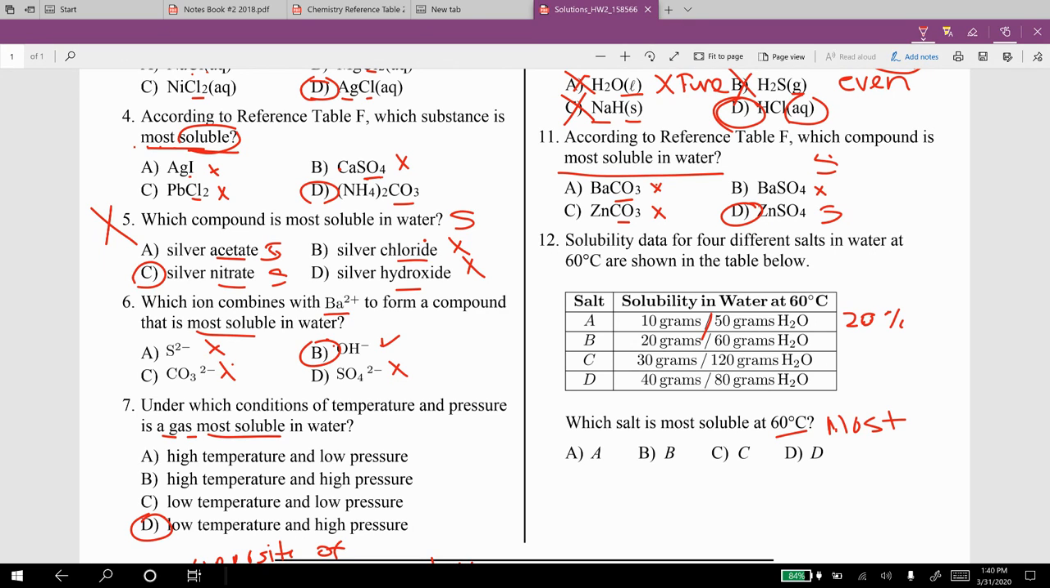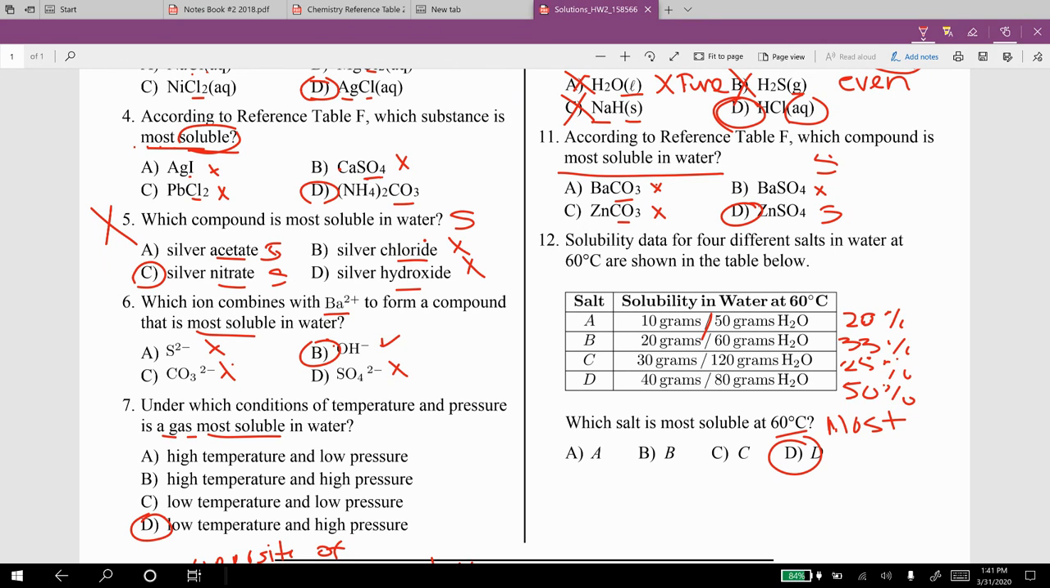Now, if I have 20 out of 60, I've got 33% dissolved. If I have 30 out of 120, I have 25% dissolved. And if I have 40 out of 80, I know that's a half, so that's 50%. So the one that is most soluble is choice number D.